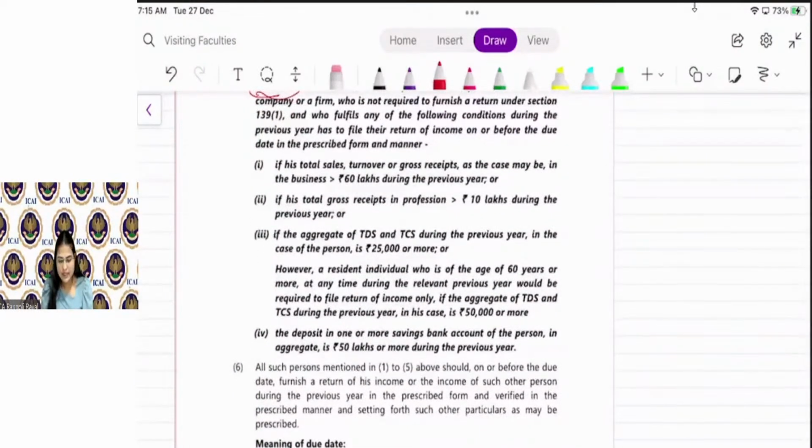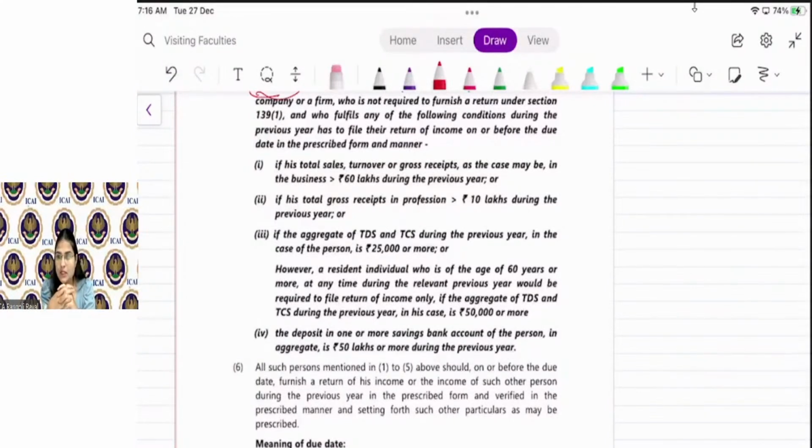If the aggregate of TDS or TCS during the previous year, in case of a person, is 25,000 or more, that is, if the TDS deducted or TCS collected from your account is more than 25,000 during the previous year, then you have to file your return of income. And in case of a senior citizen, this limit of 25,000 becomes 50,000. So in case of a senior citizen, if during the previous year total TDS and TCS deducted or collected from source is more than 50,000, then you have to file your return of income.